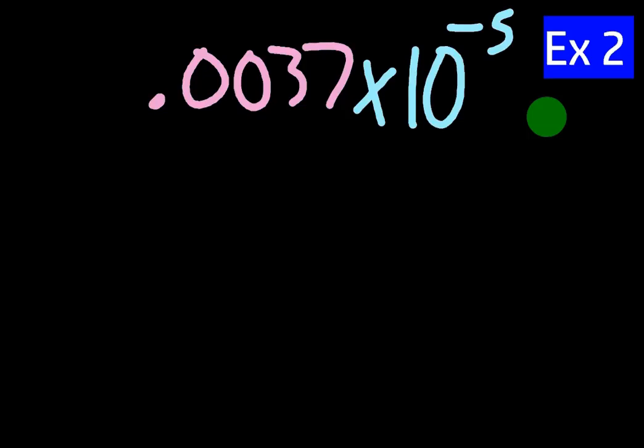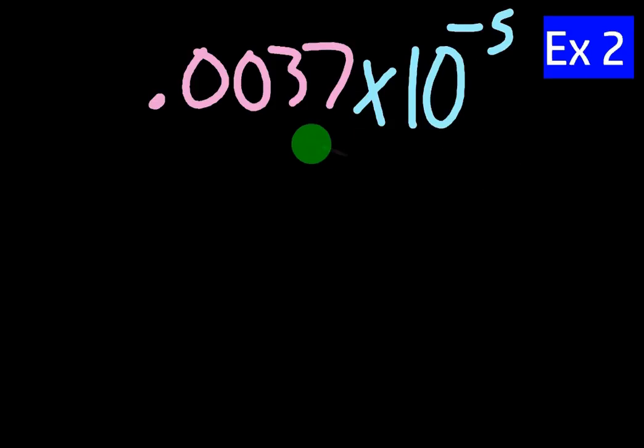Alright, let's take a look at another example. We have 0.0037 times 10 to the negative fifth. Again, this is not in scientific form. The decimal is not where it should be. So let's follow the same steps we did before, end up at the correct answer.